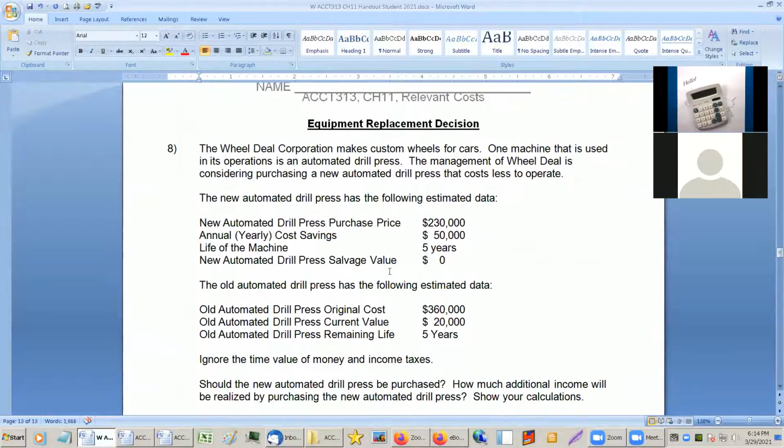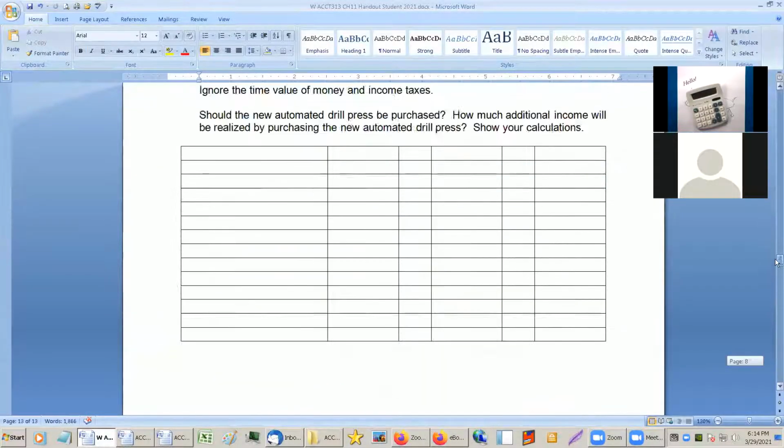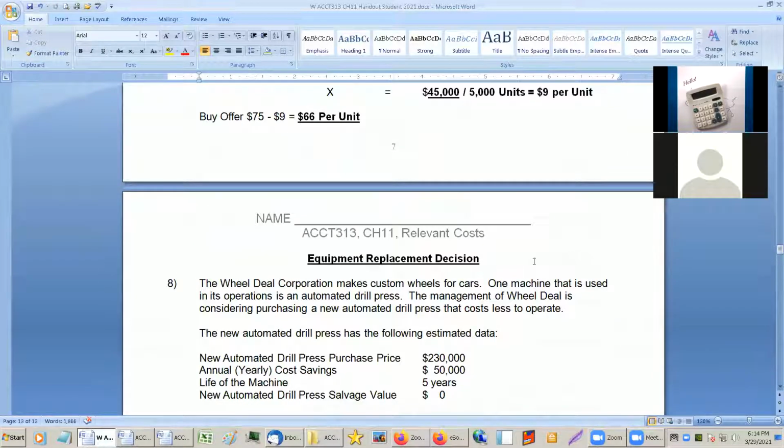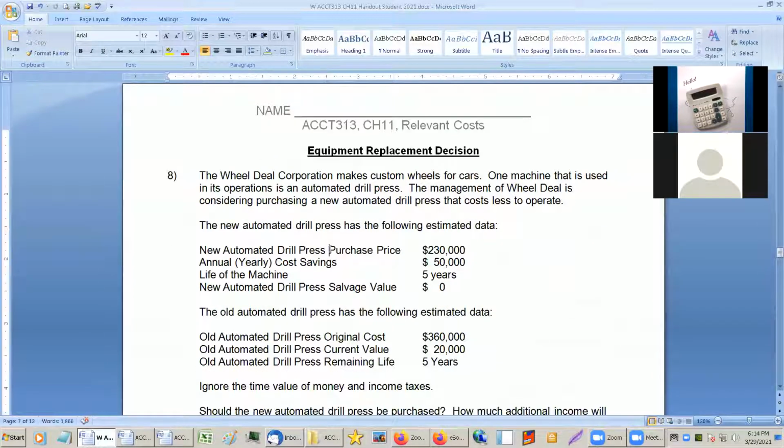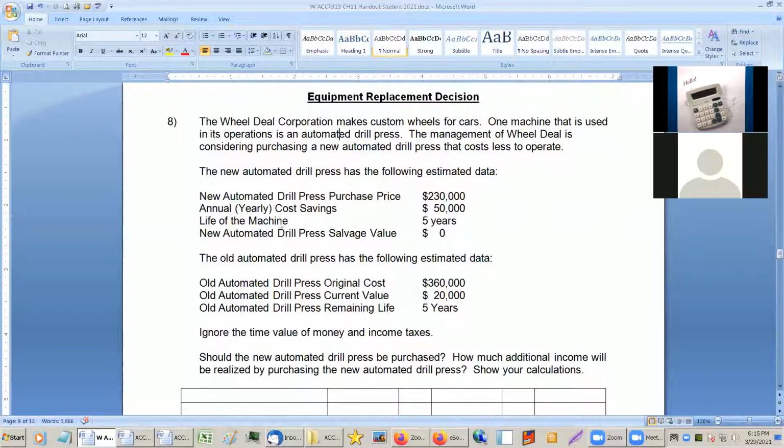Okay, so this is, let's go to number 8. Okay, on number 8, they are thinking about purchasing a new drill press for their operation. And so here's the information on the new drill press.